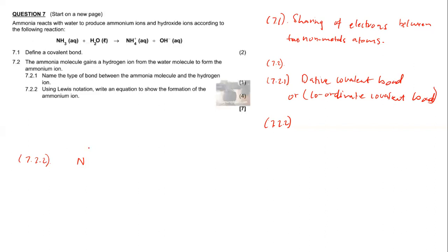Five electrons are going to surround nitrogen. How do we know that nitrogen is going to be surrounded by 5 electrons? You refer to your periodic table. Nitrogen is in group 5, so the valence electrons for nitrogen are 5. So here we're going to have 1, 2, 3, 4, and 5. This is the valence electrons for nitrogen.